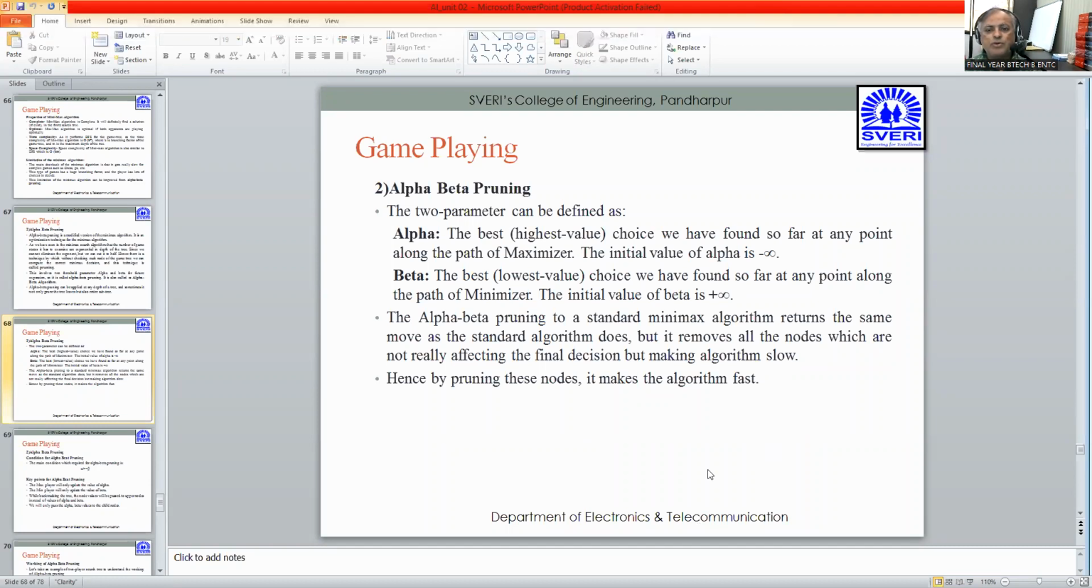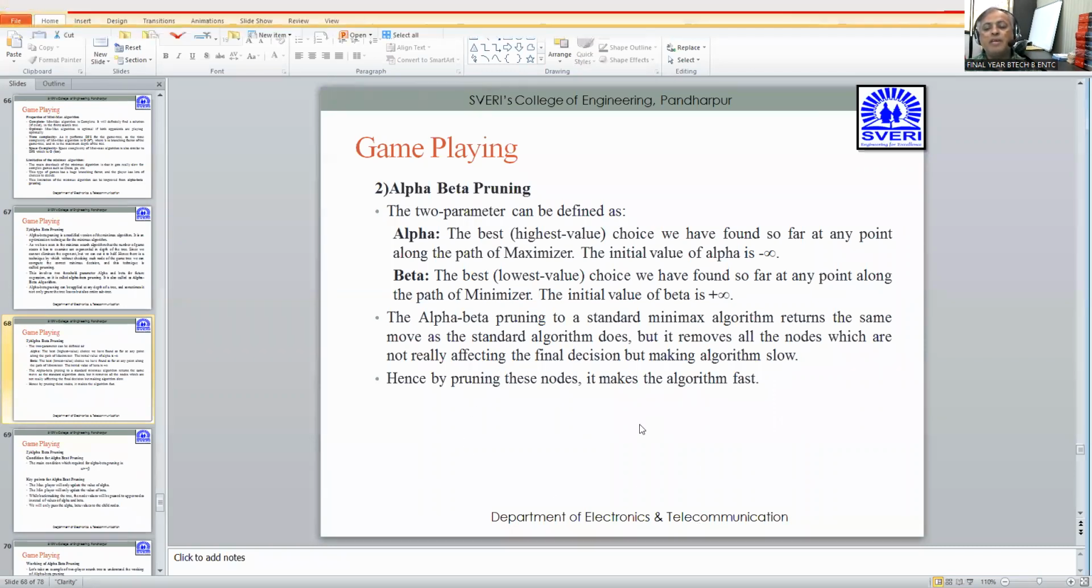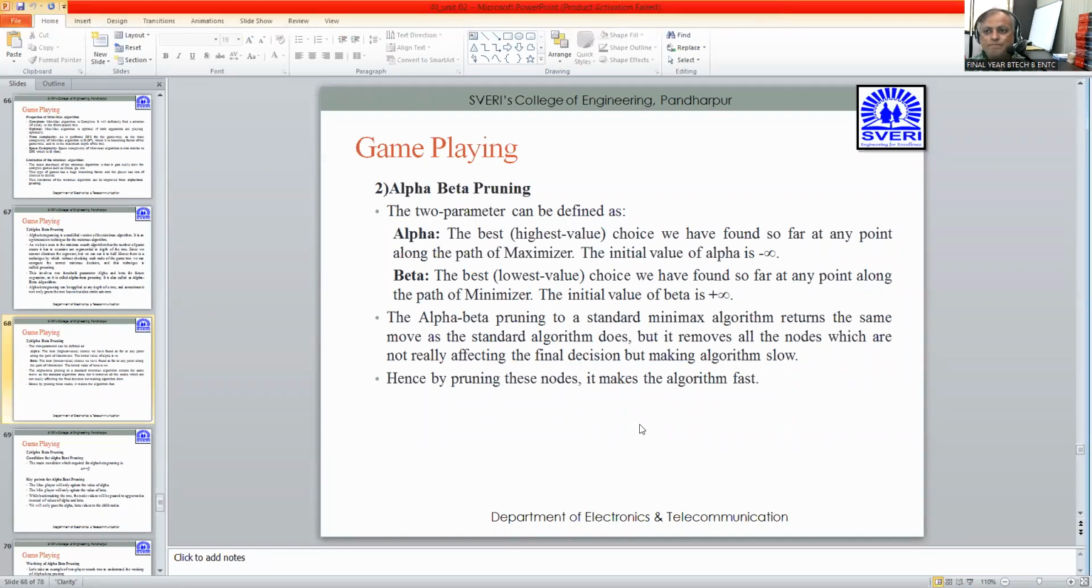So it returns the same move as the standard algorithm, but it removes all the nodes which are not really affecting the final decision but making the algorithm slow. We don't need to go to every node because that slows it down. The better way is to go only to the selected nodes which affect the decisions, and hence by pruning these nodes it makes the algorithm fast.